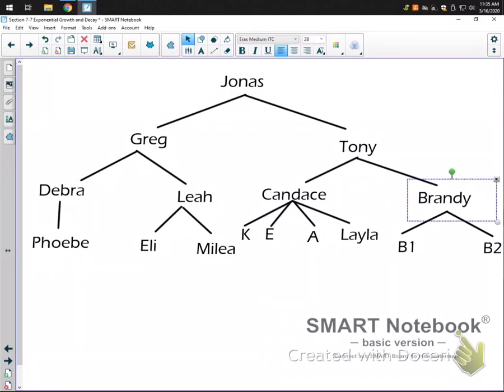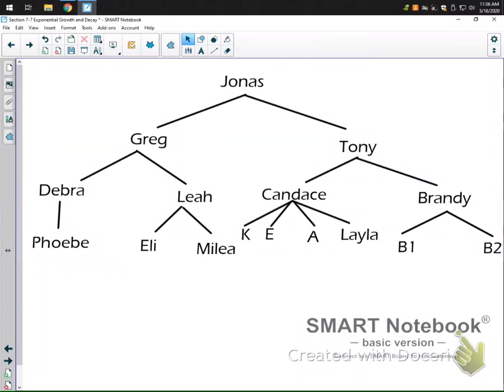At this point, Candace has daughters named Layla, Kirsten, Erica and Elena. And then my cousin Brandy, we're just going to assume that she has 2 babies. At this point, she doesn't have any. But look at how this has grown. In one generation, it was my grandpa. The next generation, he has 2 boys. Then each of those boys had 2 kids. And then if each of those kids had 2 kids, you can see how quickly things grow exponentially.